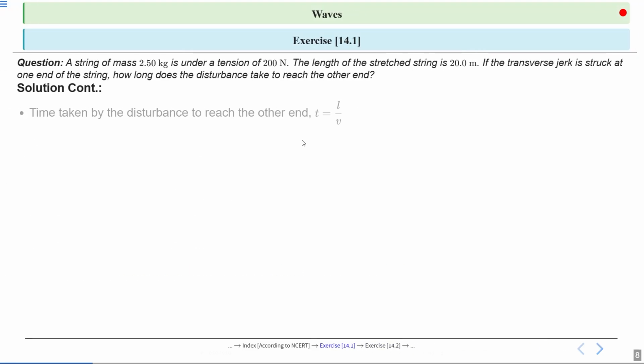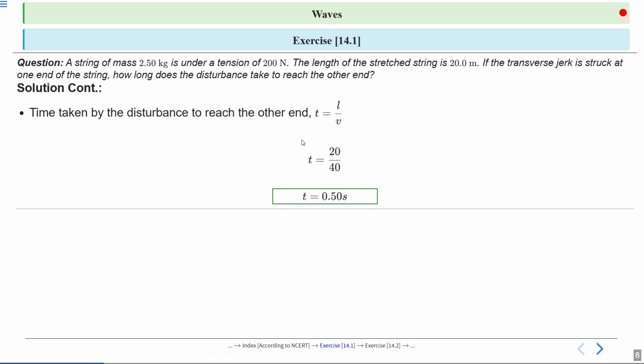Now, the time taken by the disturbance to reach the other end, t equal to L by v. So just put the values of L and v. The expression t equal to 20 divided by 40 means the value of t is the result of dividing 20 by 40. So the time t equal to 0.50 second represents the duration the disturbance takes to reach the other end.